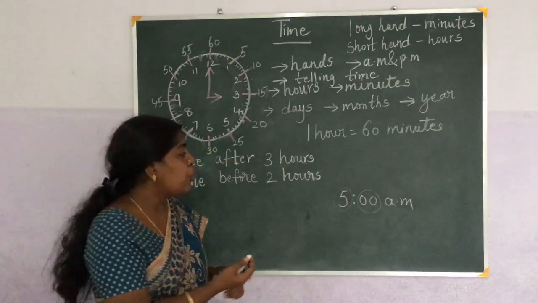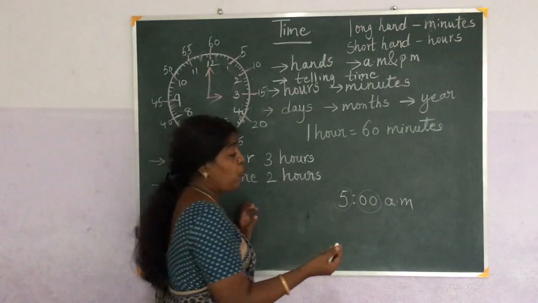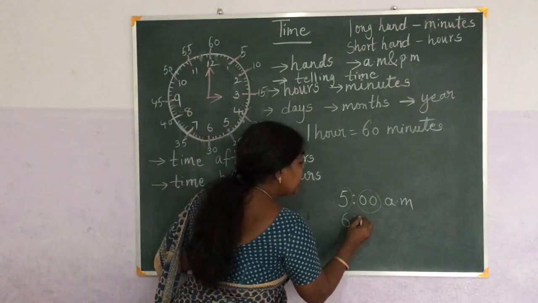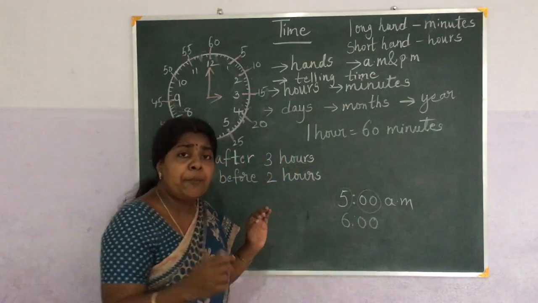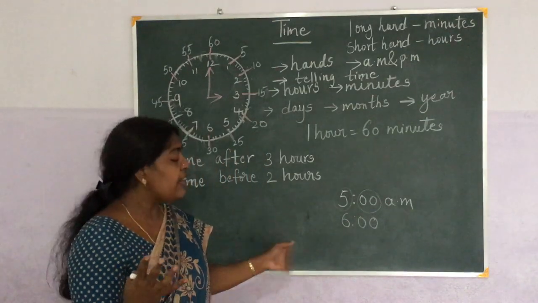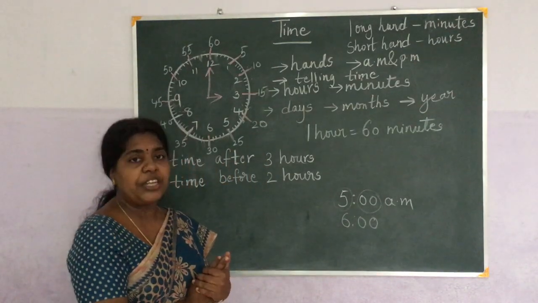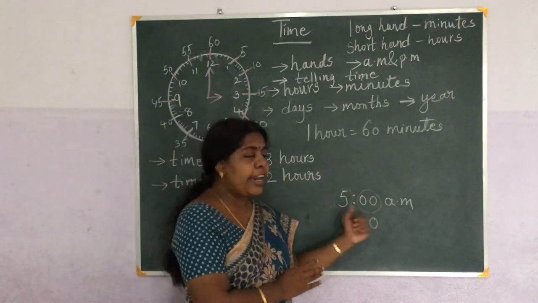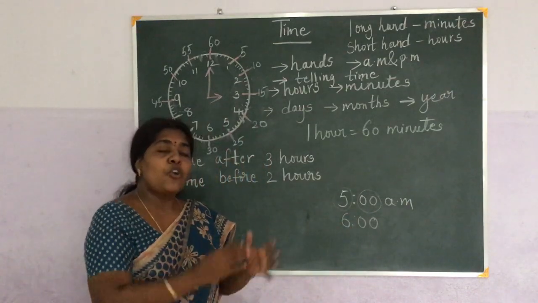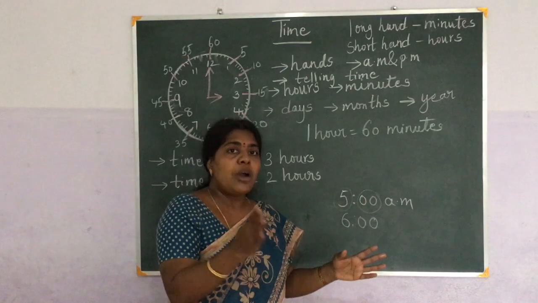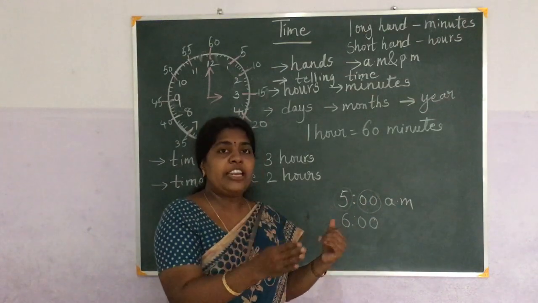Suppose I want to go to a movie at 6 o'clock in the evening. I am planning to go to a movie at 6 o'clock in the evening. So, what should I write here? It is in the evening. Up to 12, it is AM. Not 12, up to 11:59 it is AM.